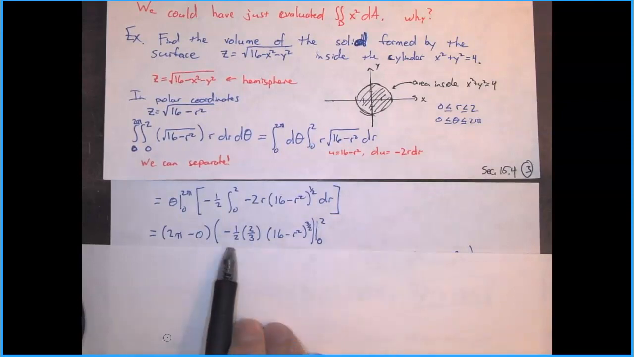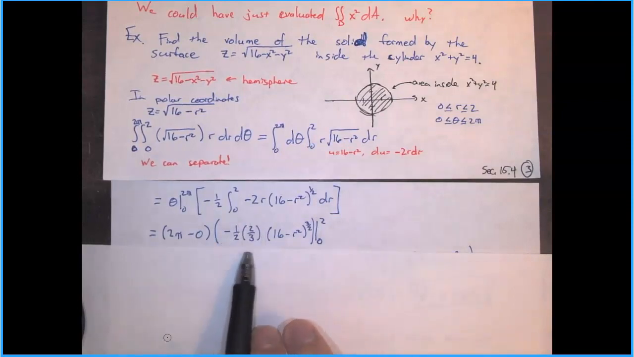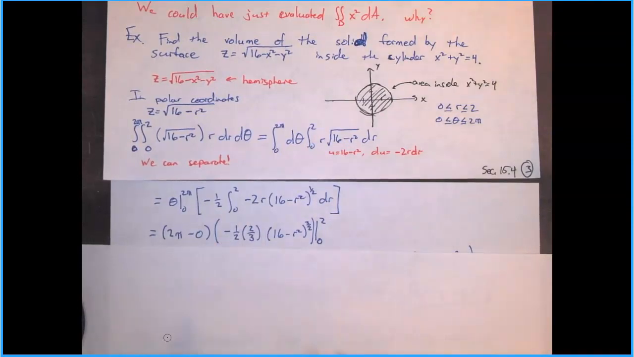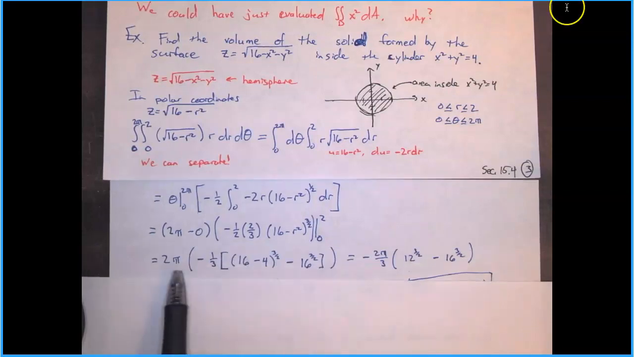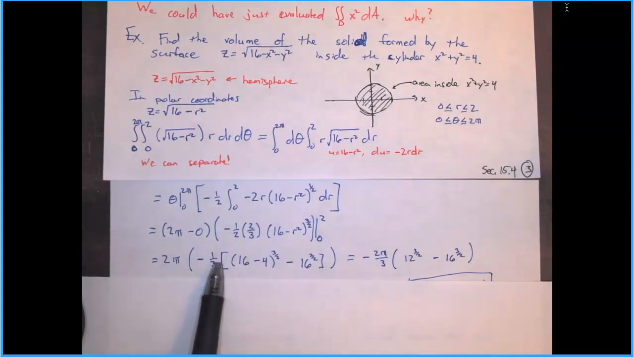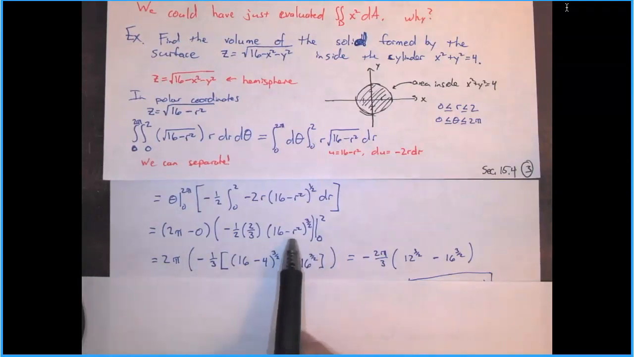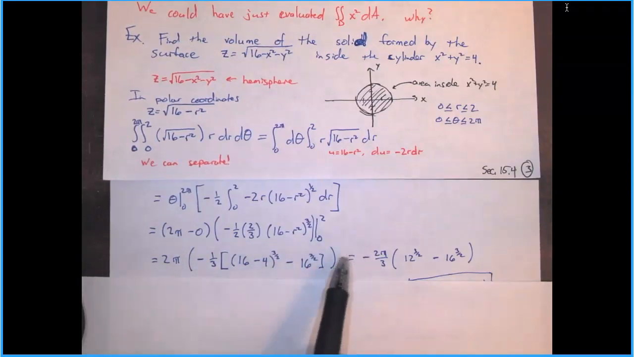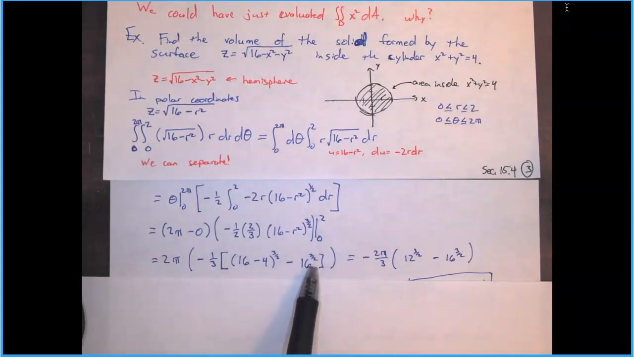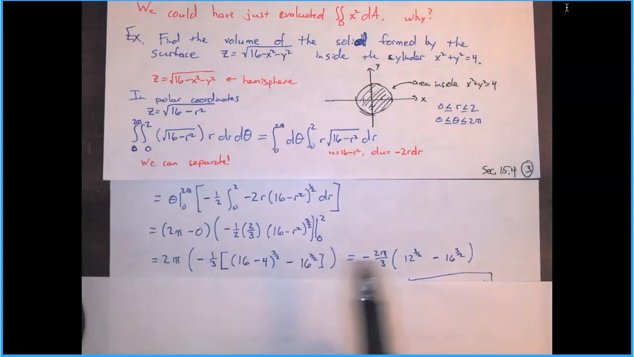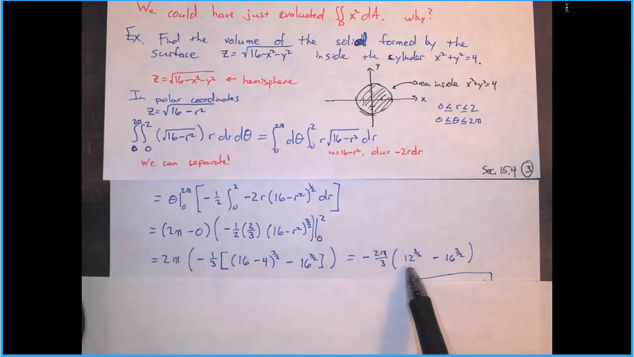Now I'm going to go ahead, simplify this. This becomes negative 1/3, and I'm going to factor that negative 1/3 out. So I have this 2 pi sitting here. I'm also going to think of this negative 1/3 as being outside of what I'm evaluating. I'm going to plug in 2 here, and I get 16 minus 4 to the 3/2. Minus, I plug in 0, I just get 16 to the 3/2. Right? And so if I write everything out, I multiply these together, I get negative 2 pi over 3, 12 to the 3/2, minus 16 to the 3/2.